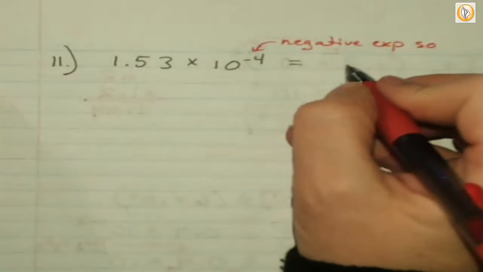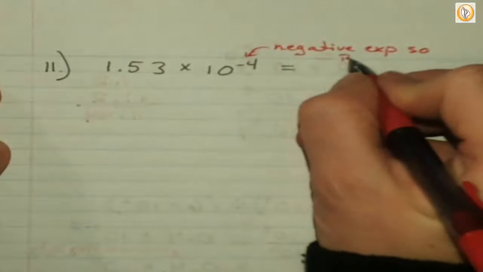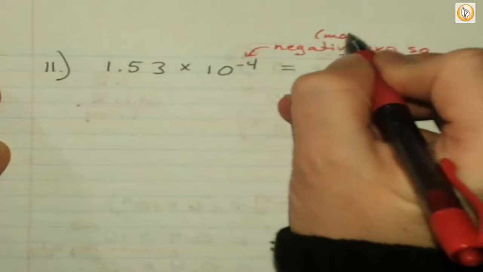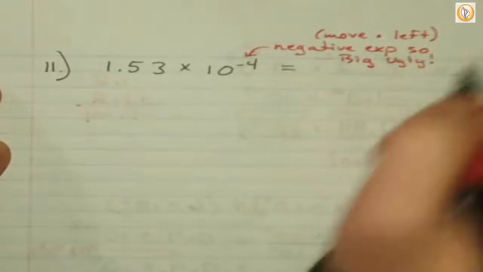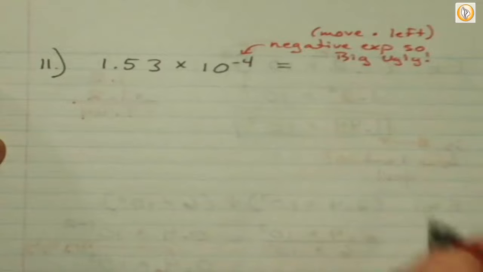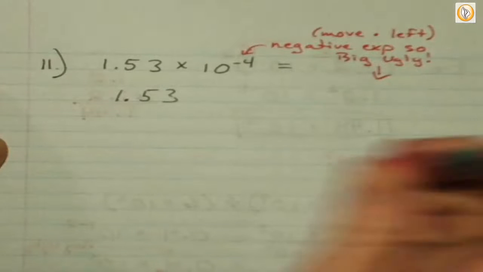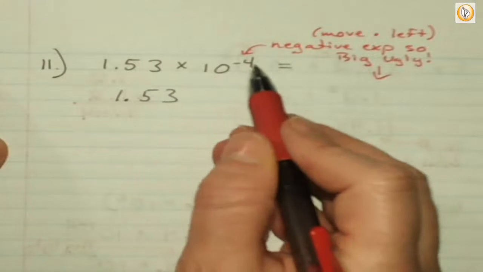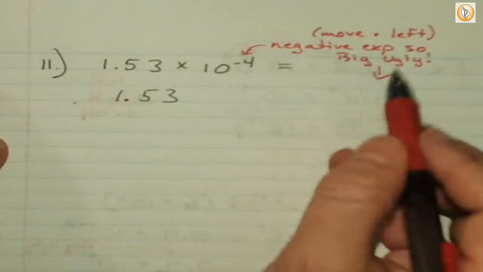So the answer should be what? Big ugly. Move the dot left. So the answer should be big ugly. Now I'm going to write the answer there in a minute. So I'm going to go ahead and rewrite the 1.53. You have to know if the exponent is negative in the scientific notation, then the regular answer has to be big ugly.